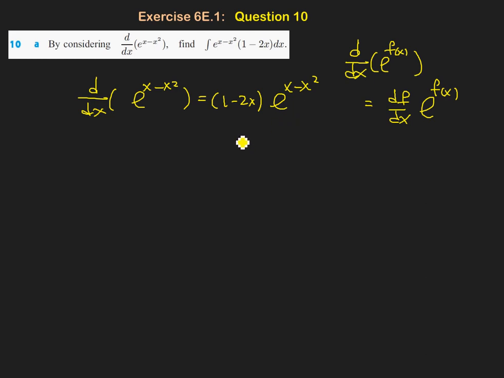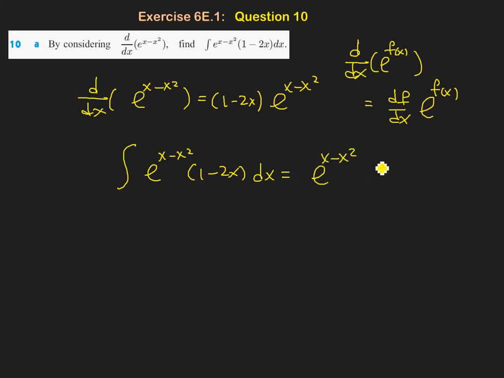And that means that this e to the power x minus x squared is the antiderivative of this expression. And so when you are asked to do this, this will be e to the power x minus x squared.